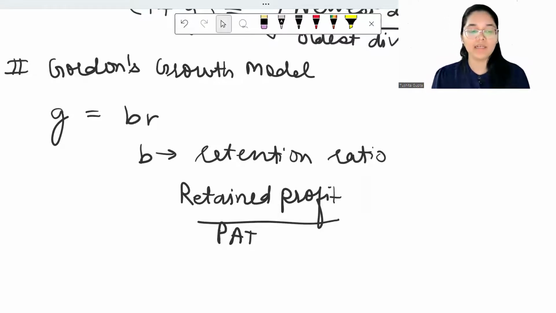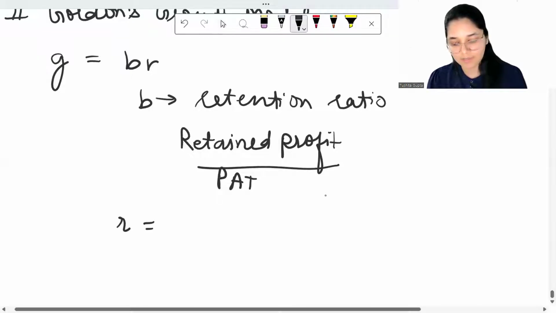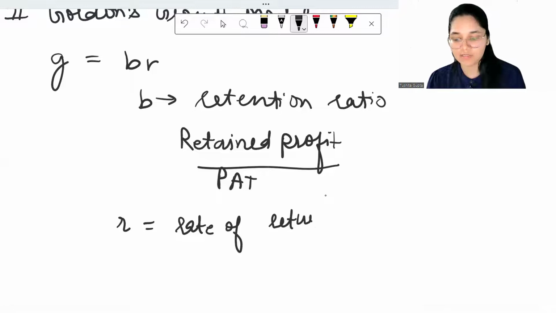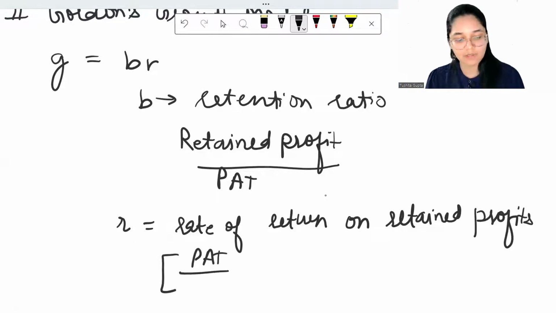And then the next variable that you need to learn is R. So R over here is nothing but the rate of return on retained profit. So how much is the business actually able to earn on the profits it actually retains in the business? So how do you work this out? You take the profit after tax and then you divide that by the shareholders' funds.